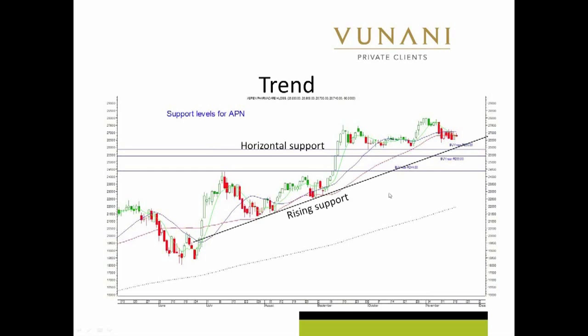But the perfect trade is going to be one where a rising support and a horizontal support meet. That is going to give you your best odds and the strongest possibility of higher returns.